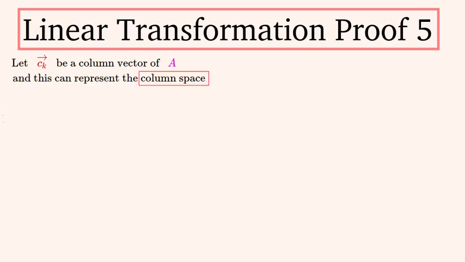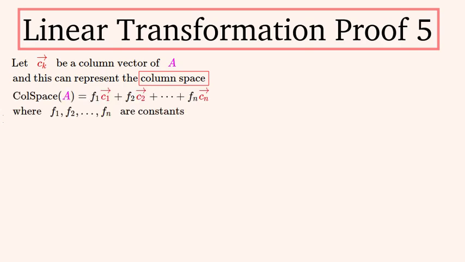We can use these column vectors to represent the column space of A. This is the column space of A. It's all of the linear combinations of the column vectors of A. The column space is also the image of A if A is thought of as a linear transformation.